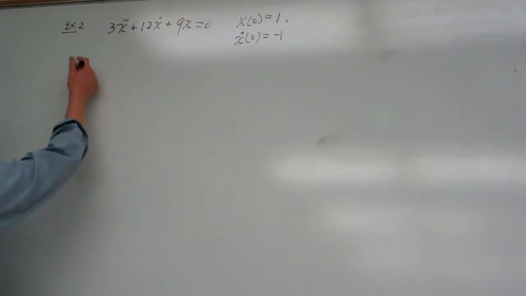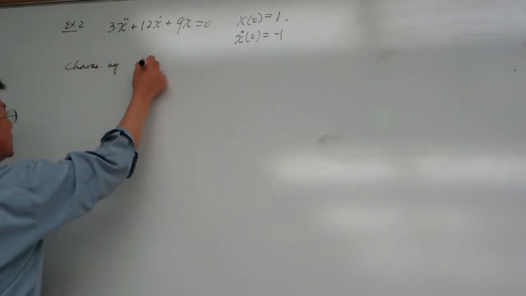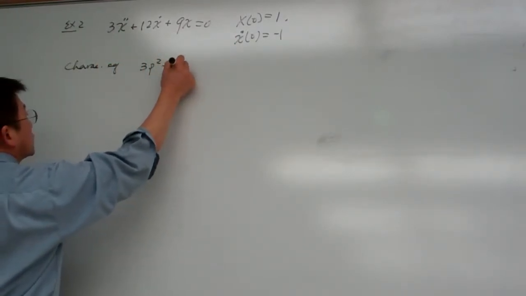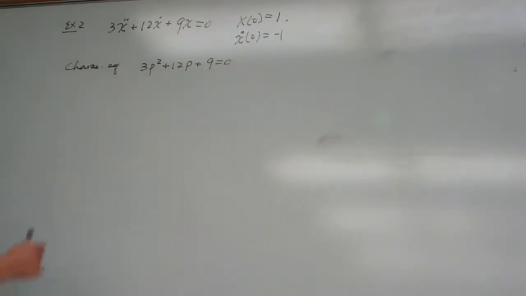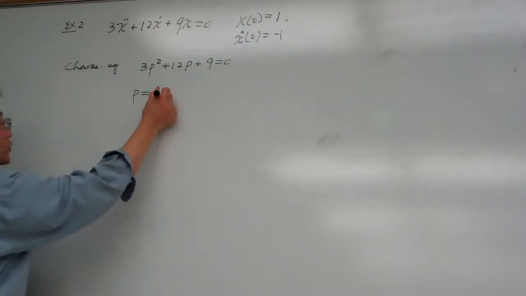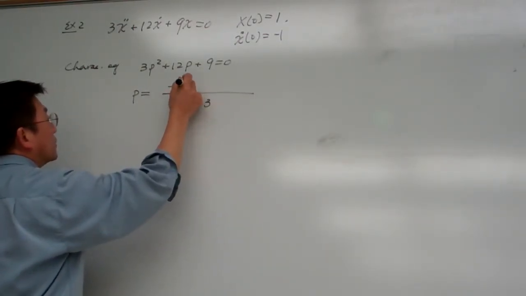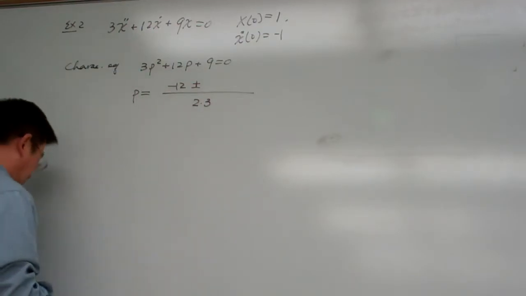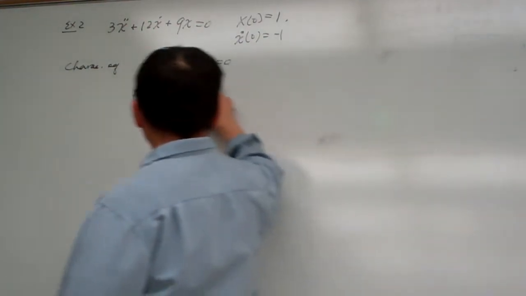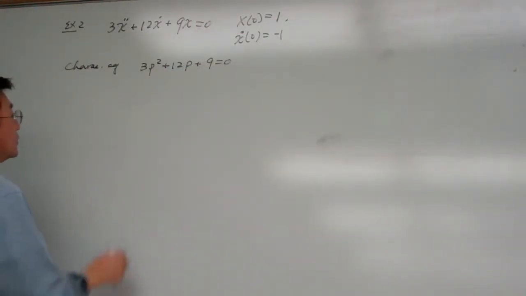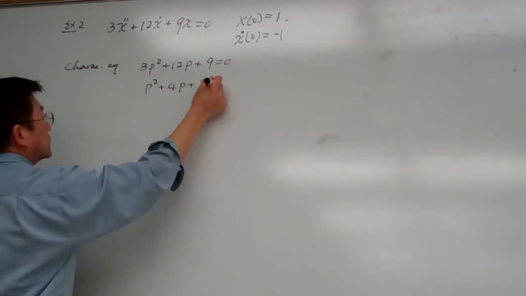But anyhow, the characteristic equation is 3p squared plus 12p plus 9 equals 0. From here we plug in p equals the quadratic formula, minus b plus... I will simplify this one more time. So this one is p squared plus 4p plus 3 equals 0.